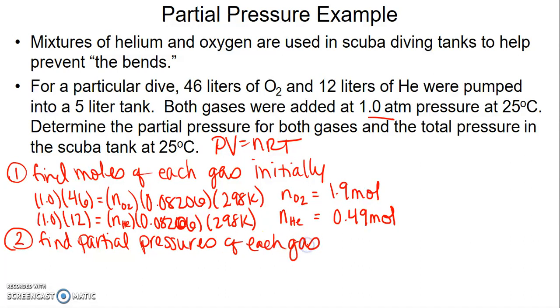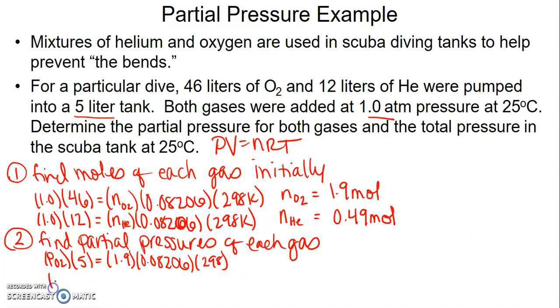Now there are a couple other ways to do this, but I'm just going to use PV = nRT again. And so we are trying to find the partial pressure of the oxygen gas in the tank. And in the question it says that the scuba diving tank is pumped into a 5-liter tank. So our new volume here of the tank is 5 liters. Moles is the one we just found. So 1.9, 0.08206. And the question doesn't say anything about the temperature changing, so we're going to use 298 again.